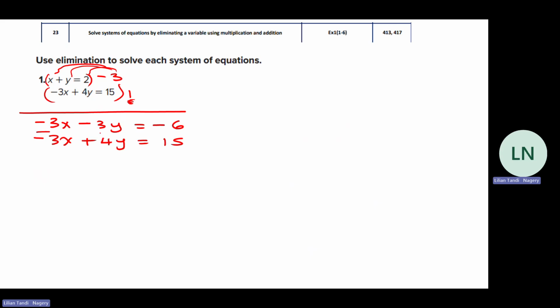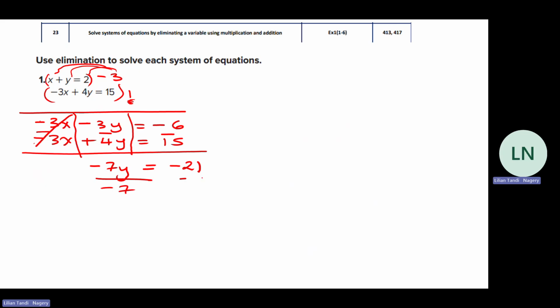I will minus because these signs are the same. Go to my houses. This is 0. This is negative 7y. This is negative 21. I will divide by negative 7. I will divide by negative 7. Y equals to 3.